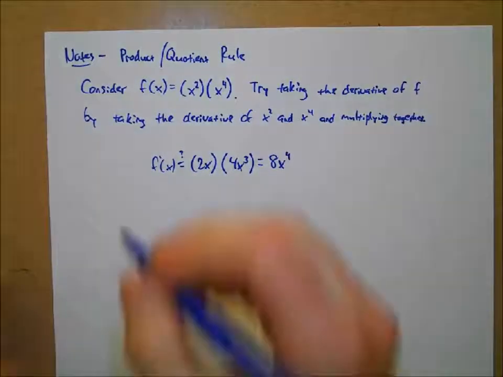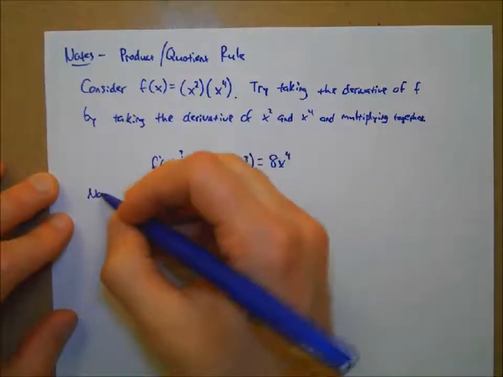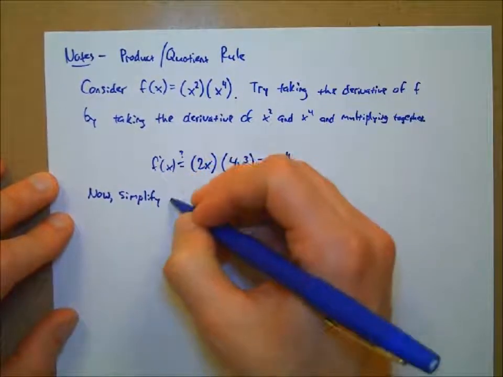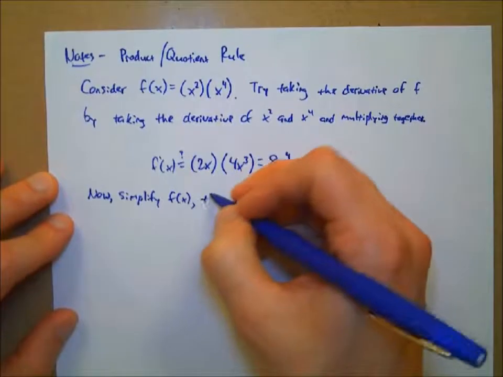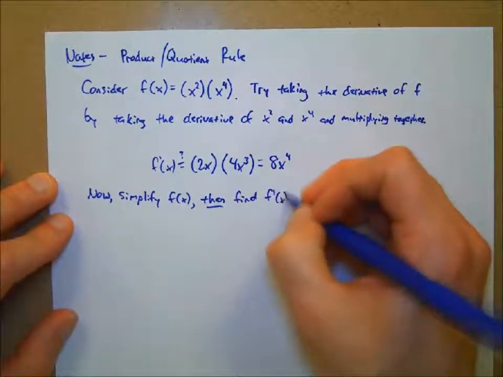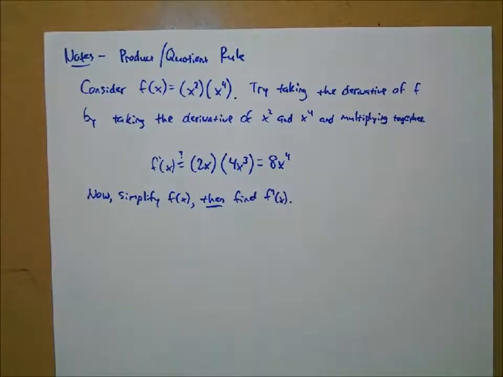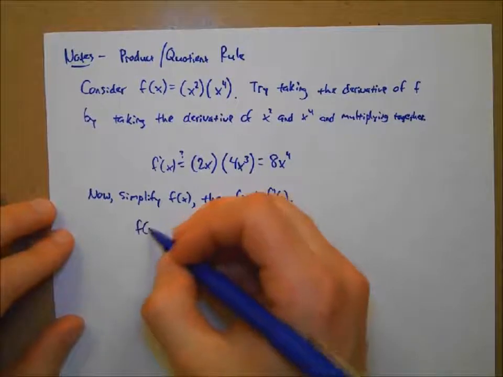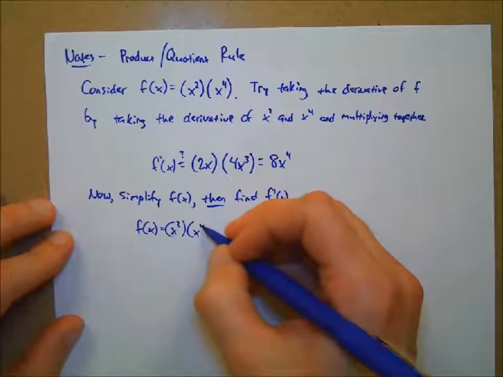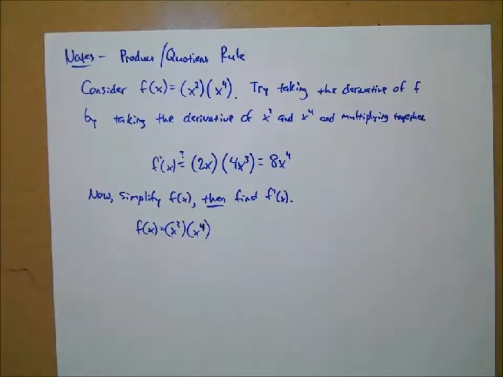So now, simplify f of x, then find f prime of x. Simplify f of x, then find f prime of x. So in other words here, f of x, which we have defined as x squared times x to the fourth, what is x squared times x to the fourth? X to the sixth, right? You add exponents when you multiply.